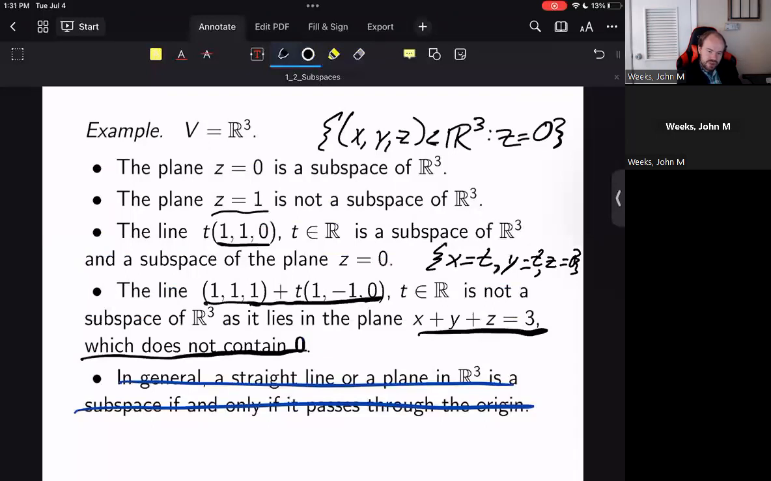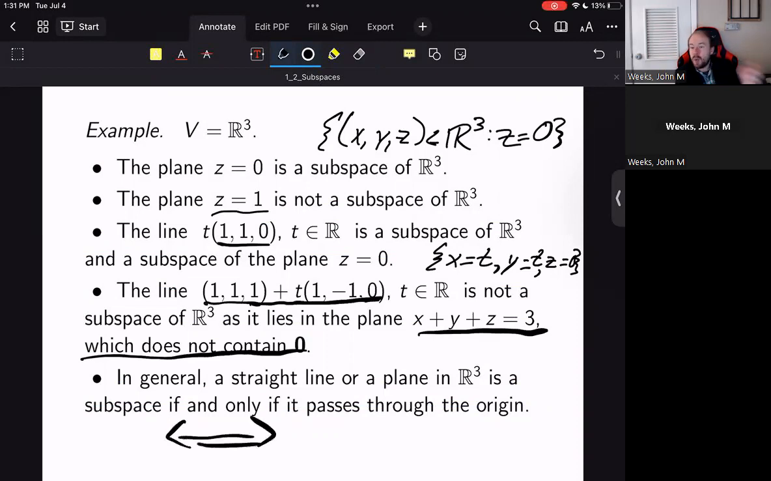In general, a straight line or a plane in R cubed is a subspace if and only if it passes through the origin. Now, not only did we just say it's got to pass through the origin, and even then it may not be a subspace, we're saying that it actually is a subspace. This is an equivalent way of saying something is a subspace. That's been kind of like our go-to for each of these things, so it maybe shouldn't surprise us.